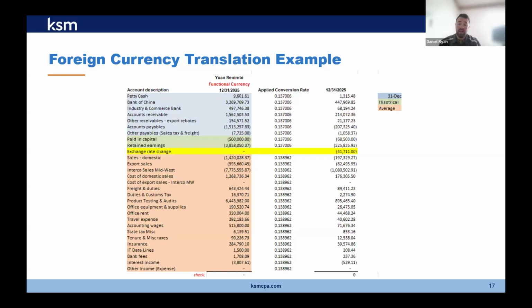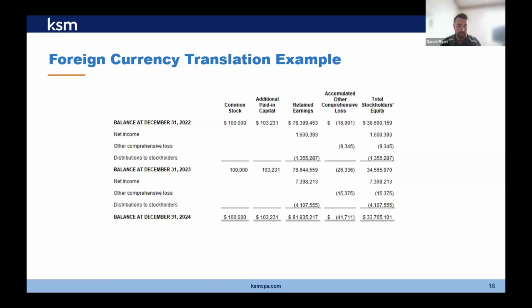That is where the AOCI impact comes in here in this line in yellow, the exchange rate change. Essentially, this amount is the amount that forces the new TB in the reporting currency to balance to zero. This 41,711 will be the same amount that will be the ending balance for AOCI within our statement of equity. You'll see the 41,711 here at the bottom of our AOCI amount.